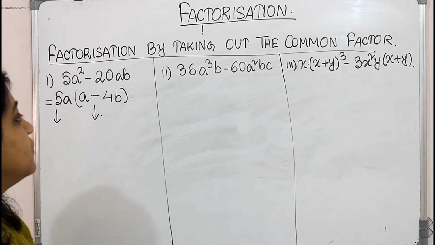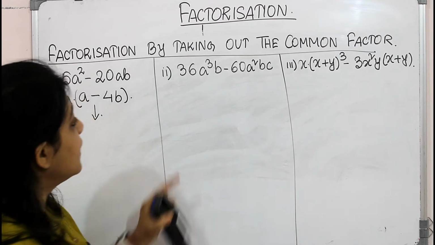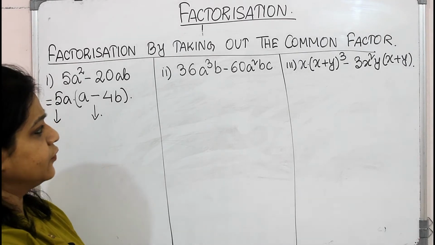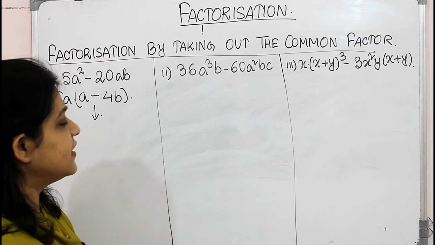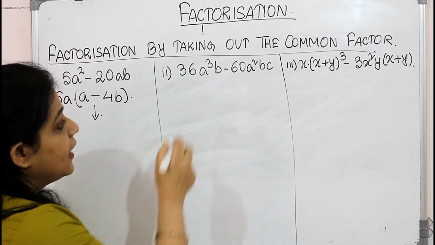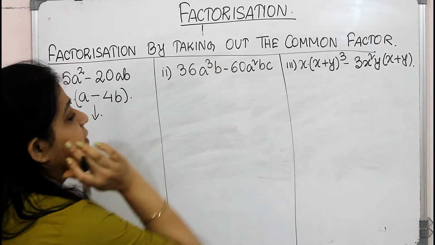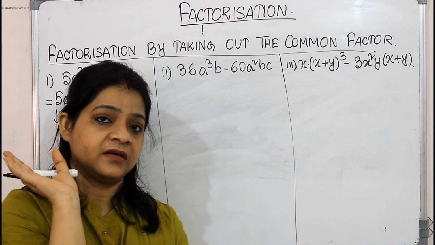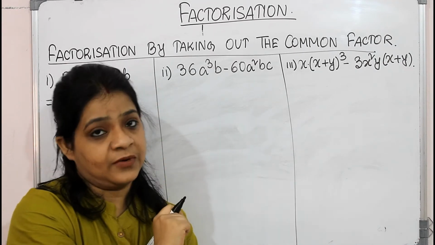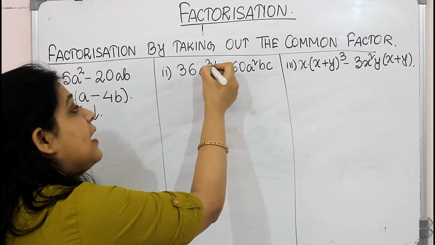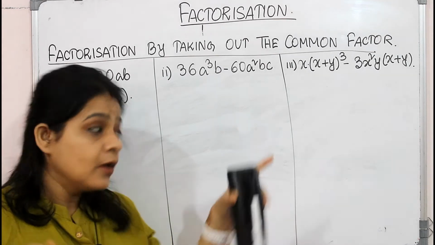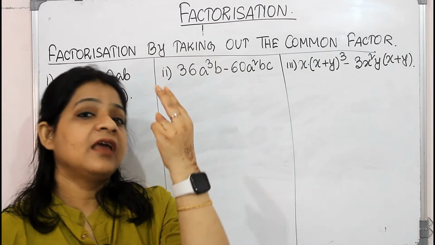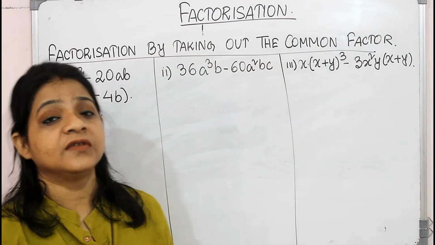Okay, so let's look into the next sum. 36a cube b minus 60a square bc. Now let's deal with the coefficients later. Let's see the variables: a cube b, a square bc. In these two terms, ab is present. How many times is a present here? Three times, so a cube. b is present here once. Here also, a square means a is present twice, and b into c.